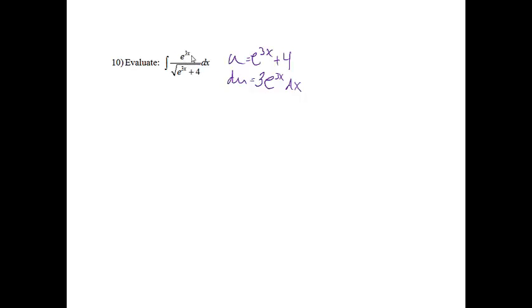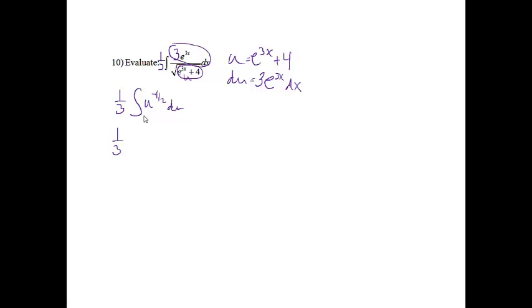Okay, I do notice that I have e to the 3x. I'm just missing the 3. So to undo that, I'll put a 1/3 on the outside. So I have 1/3. Okay, all of this stuff right here is a part of du. And then this stuff down here is u, but there's still a square root on the bottom. So that would actually be u to the negative 1/2. Okay, now I'm ready to take the integral.